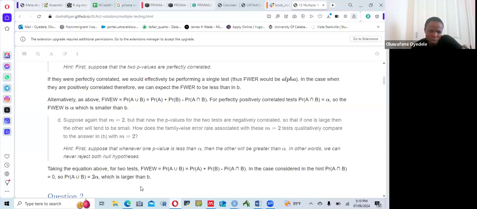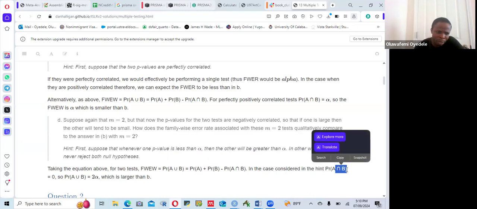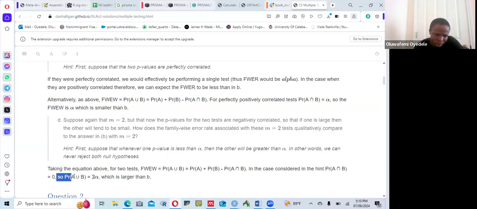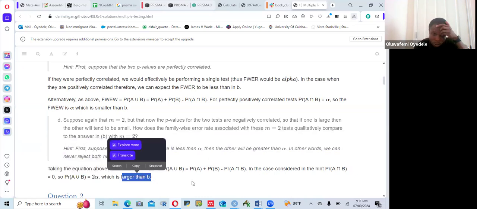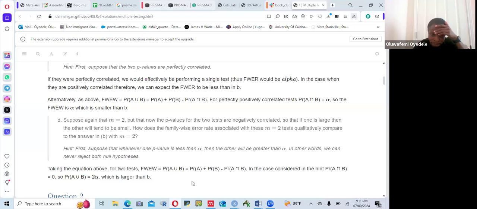Taking the equation above for two tests, the probability of A union B equals the probability of A plus the probability of B minus the probability of A intersection B. In this case, the probability of A intersection B equals 0. So the probability of A union B equals 2 alpha, which is larger than in B.